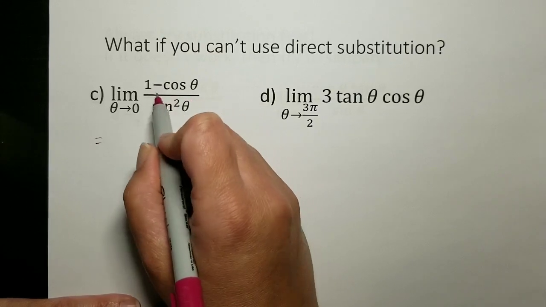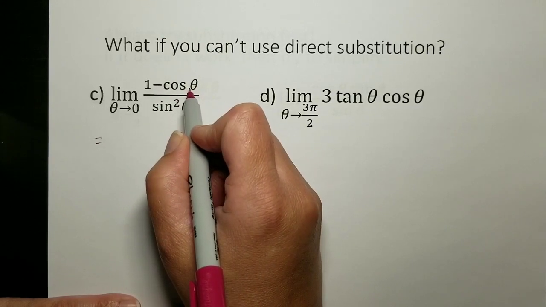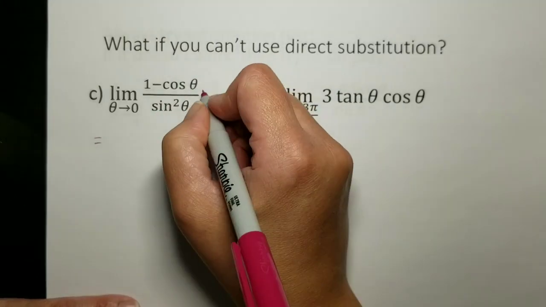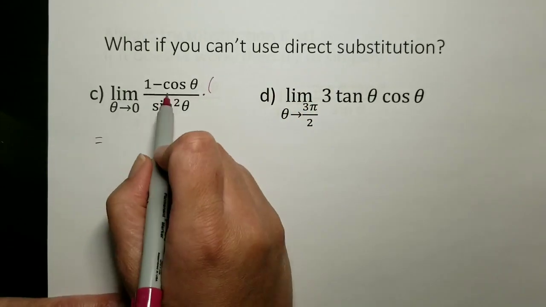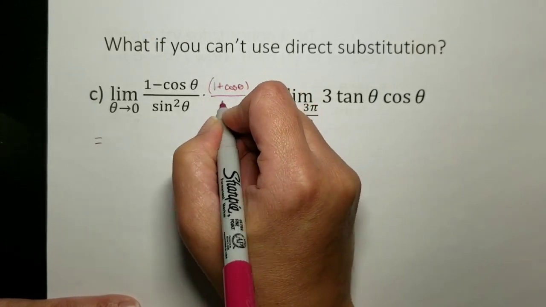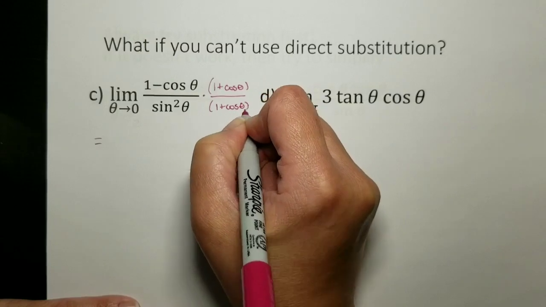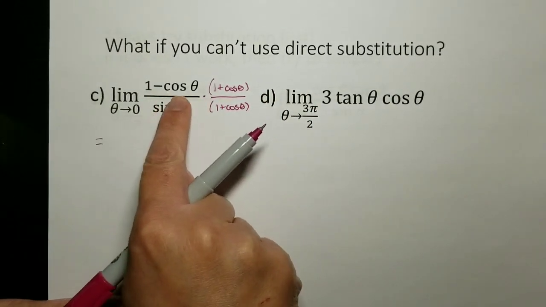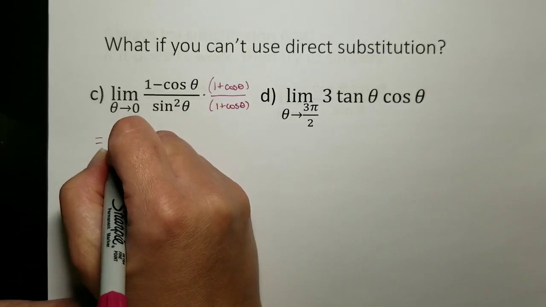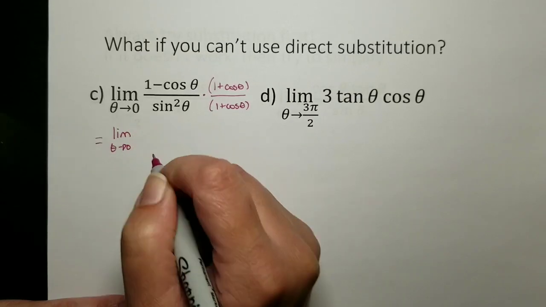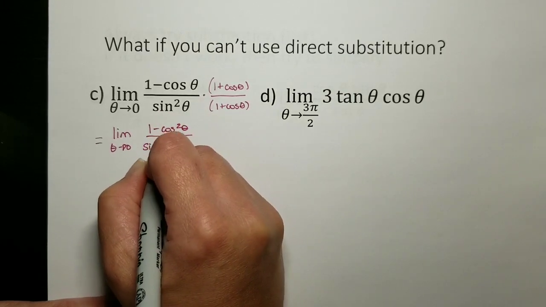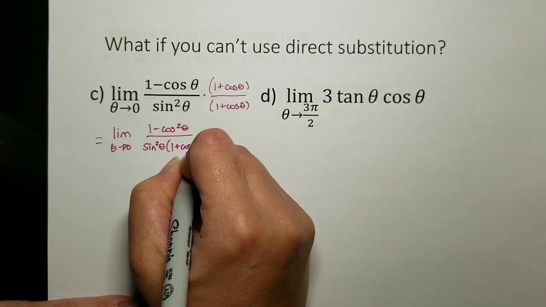Looking ahead, if I had 1 minus cos squared, I know that that's equal to sine squared, but I just have 1 minus cos. What I'm going to want to do is multiply by the conjugate. Remember, with difference of squares, if I multiplied 1 plus cos theta, top and bottom, then this would be 1 minus cos squared, which in turn would be sine squared, and cancel out there. So I'm going to keep going. Remember that you're always keeping your limit notation through here. So we get 1 minus cos squared theta over sine squared theta times 1 plus cos theta.